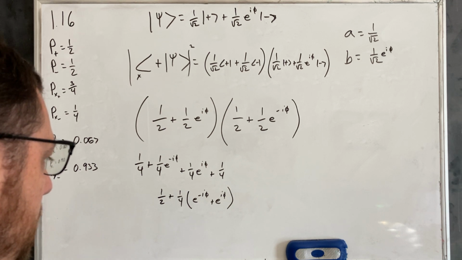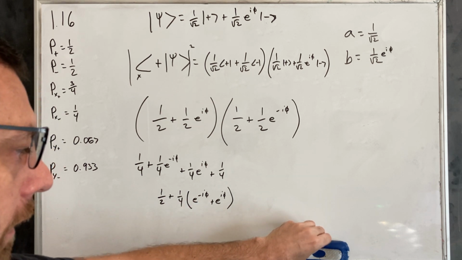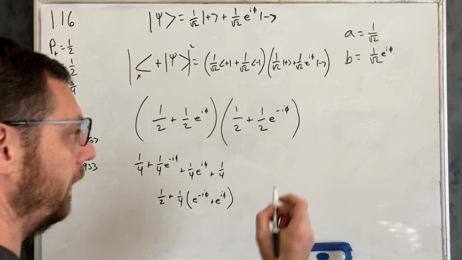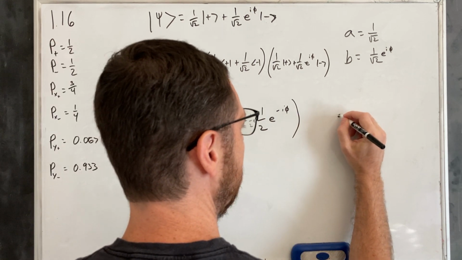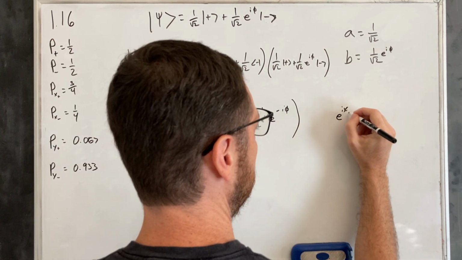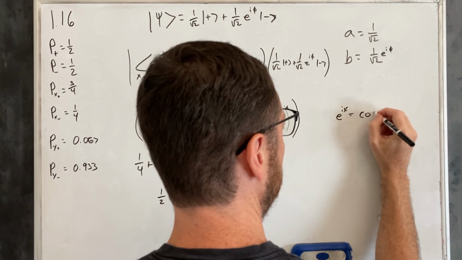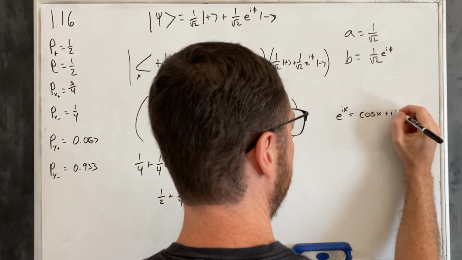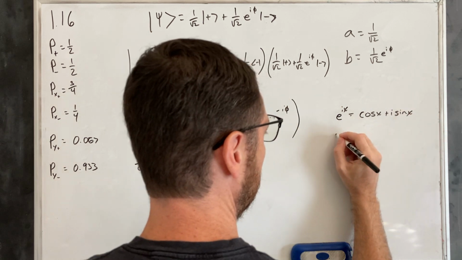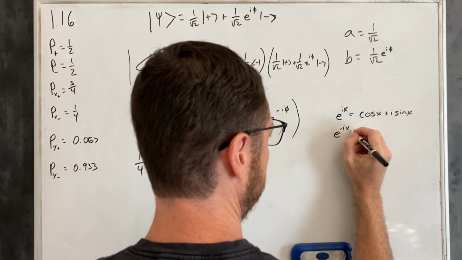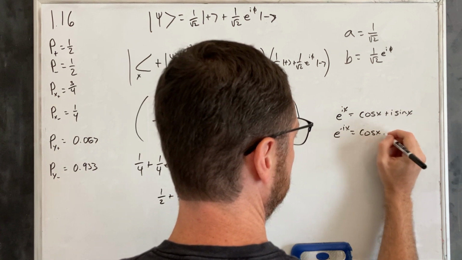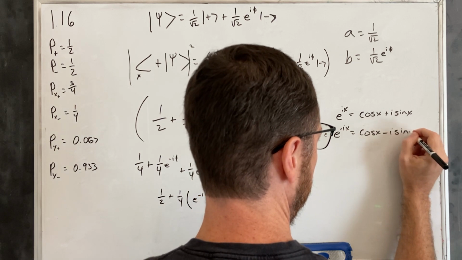So what do we do with that? We have to pull out our Euler's formula trick again, which was e to the i x equals cosine x plus i sine x, or e to the negative i x equals cosine x minus i sine x.